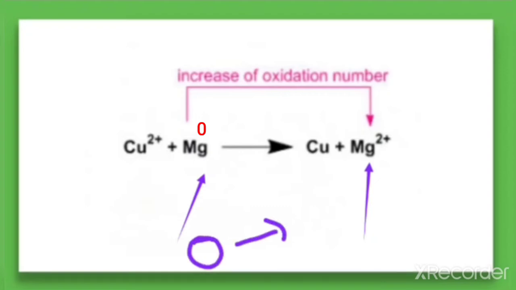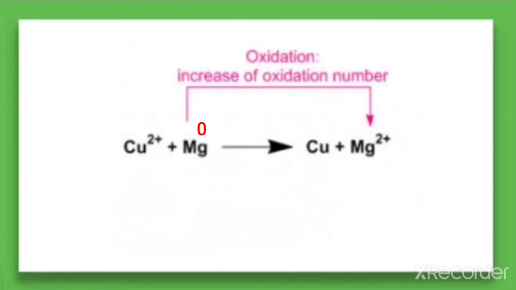That means 0 to +2. We can say that there is an increase in the oxidation number because 0 is changed into +2. So according to the definition, the reaction in which the oxidation number increases is called oxidation. Therefore this reaction is oxidation.